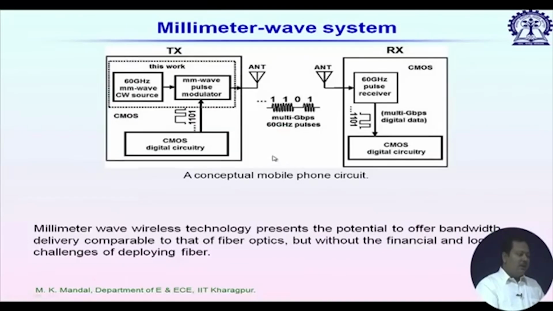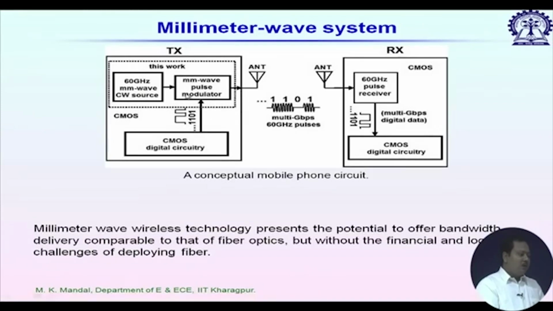So, this is a typical RF millimeter wave transmitter and receiver circuit. This is a conceptual diagram. In the transmitter circuit, you can see that we have a 60 gigahertz millimeter wave continuous source, which is being modulated by the baseband, coming from CMOS digital circuitry.